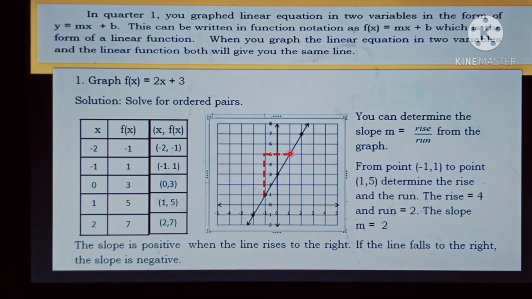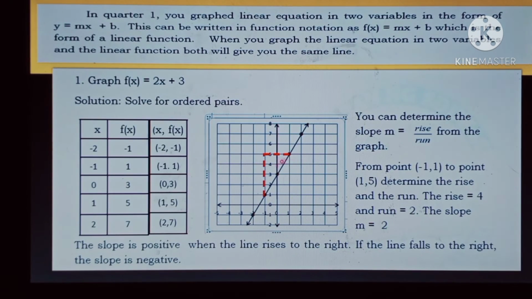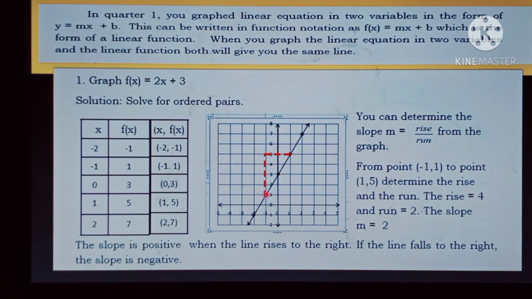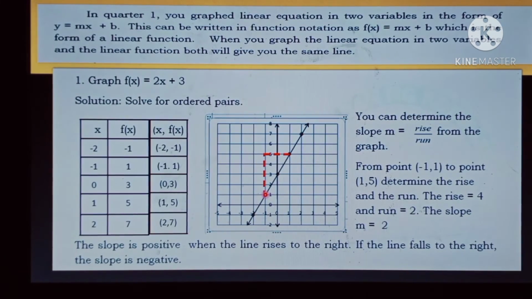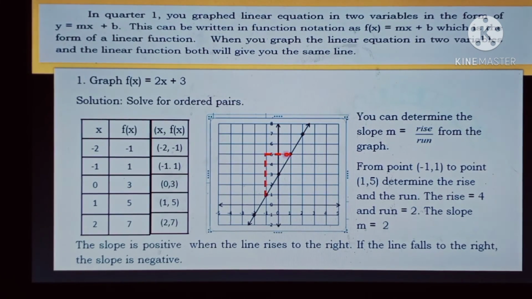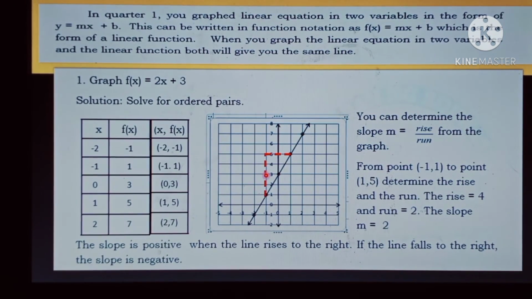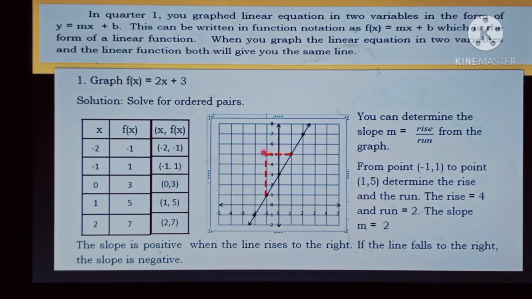Then, you draw run, then rise. No? But usually, if you have 2 directions, so sa akin, para hindi masyado malito, you do the rise first. So, from 1, you go up until you intersect yung pa-horizontal. So, that is 1, 2, 3, 4. So, there are 4 rise.